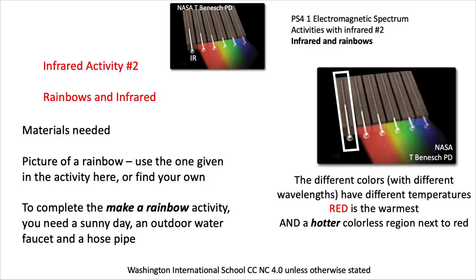And for our activity, you're going to need a picture of a rainbow, but you can use one given in the activity here or find your own. And to make a rainbow, you'll need a sunny day, an outdoor water faucet with a hose pipe. And on the right-hand side, you see the different colours of the rainbow, red through the blue-violet, with different temperatures. Red is the warmest, and there is a hotter, colourless, invisible region next to the red.